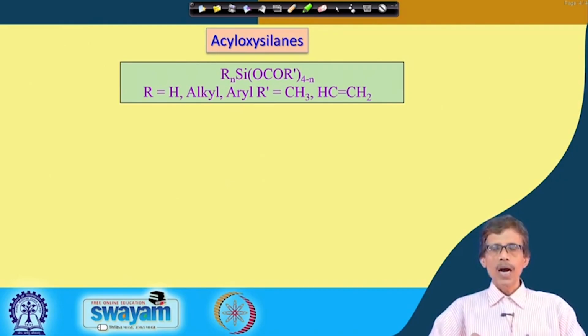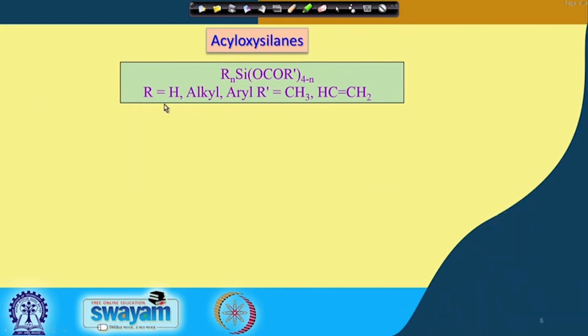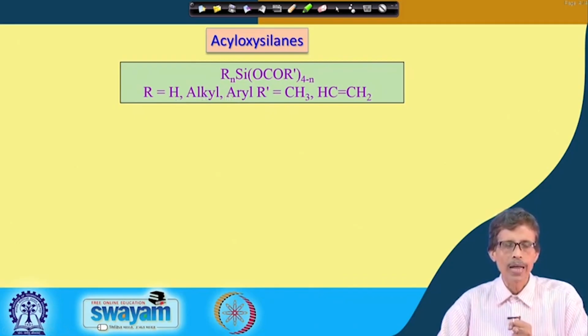So the general formula would be RnSi(OCOR')4-n, because your limit is there, 4 is the limit. Either you can compromise on the number of R groups or the number of acyl oxy groups. So R and R prime, the corresponding availability of these groups is there. R you can have as H, R you can have as the corresponding alkyl function, or R you can have the corresponding aryl function. So these H, alkyl and aryl functions are introduced to the silicon backbone, along with that R prime function, because the R prime functions are different, which can only be attached to the corresponding acyl end or the acyl oxy end.